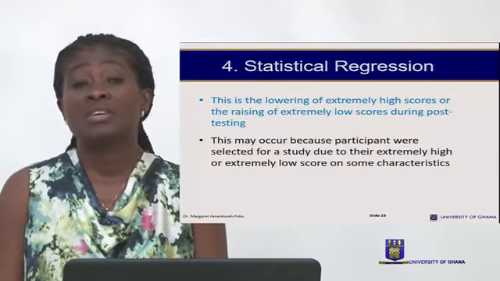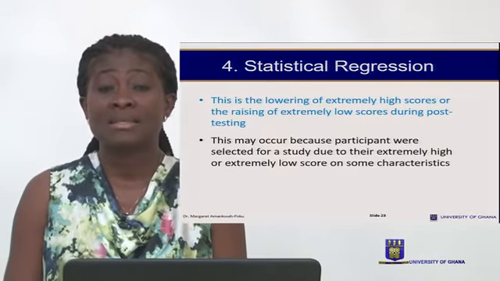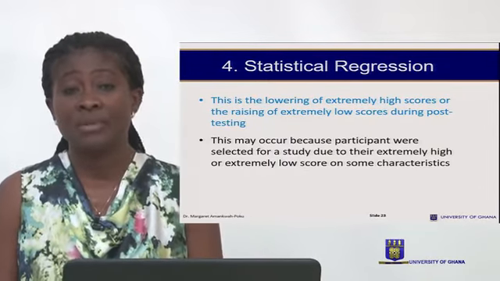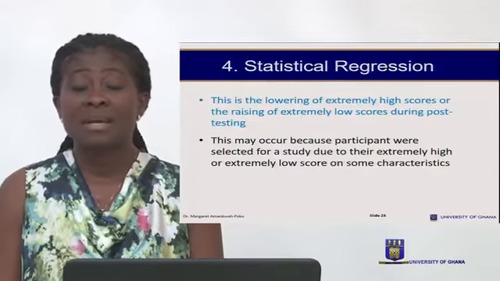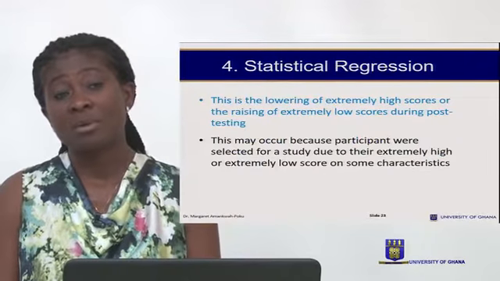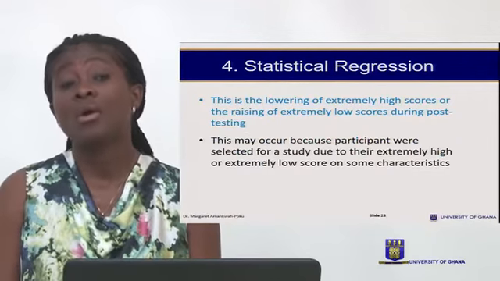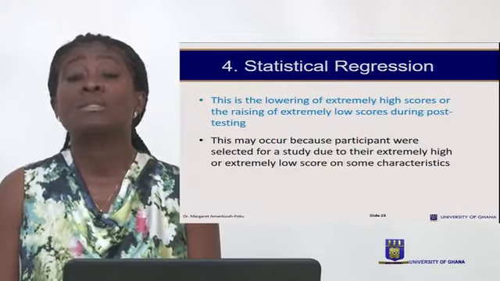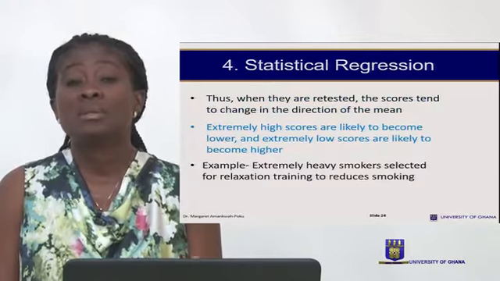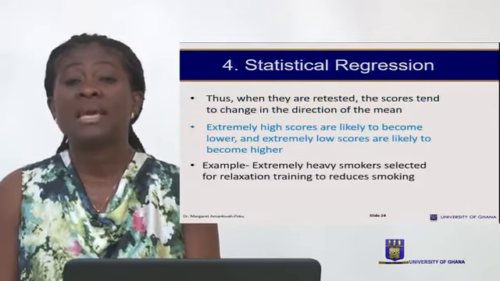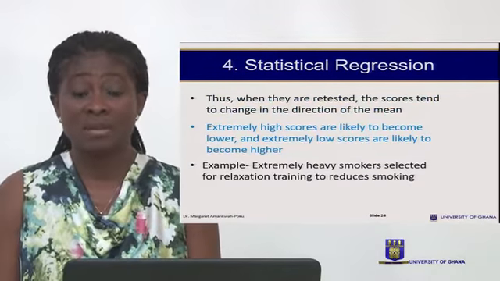The fourth general extraneous variable is statistical regression, which is the lowering of extremely high scores or the raising of extremely low scores during the post-test measurement period. This can occur because participants may have been selected for a study because they scored extremely high or extremely low on certain characteristics. So what happens is that when you test them again, they may tend to change in the direction of the mean.